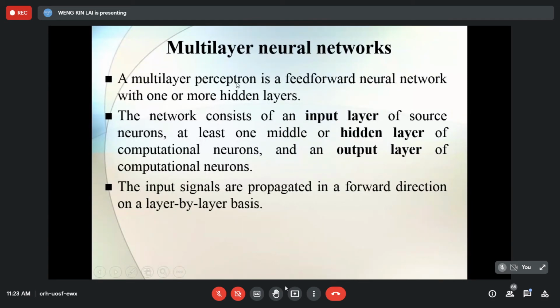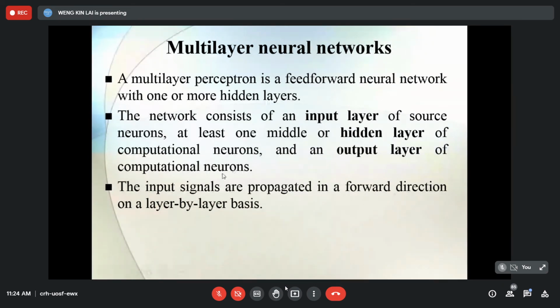Now, what does this multi-layer perceptron network look like? Basically, the network consists of an input layer of source neurons and at least one middle or hidden layer of computational neurons. We'll come to why it is called a hidden layer later on. And then an output layer of the same processors, which is your computational neuron based on the perceptron.